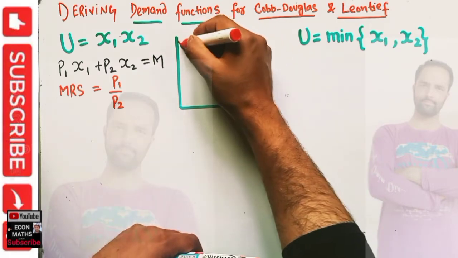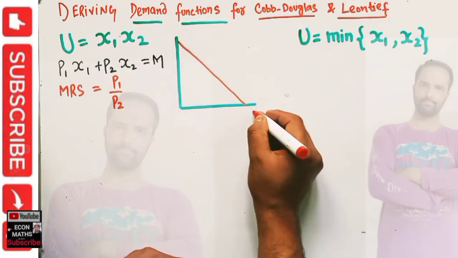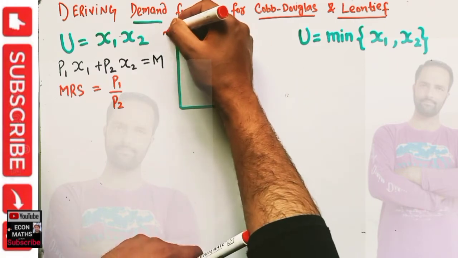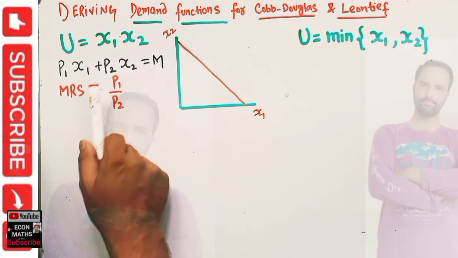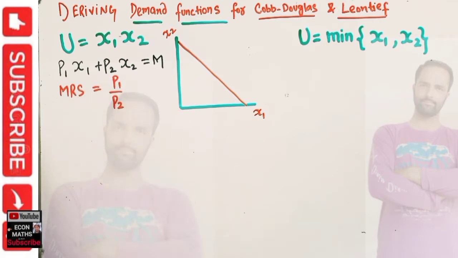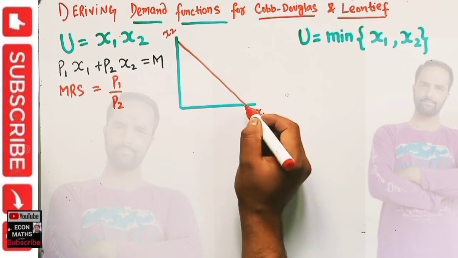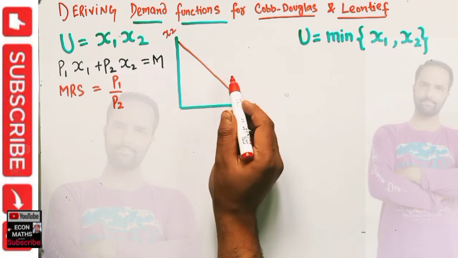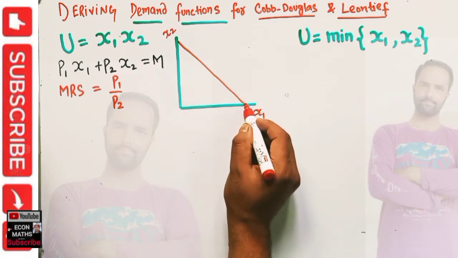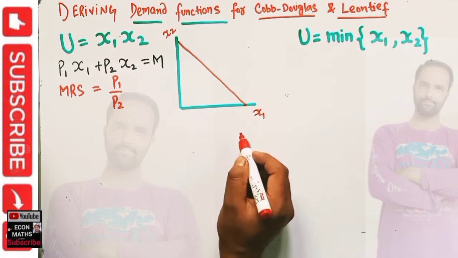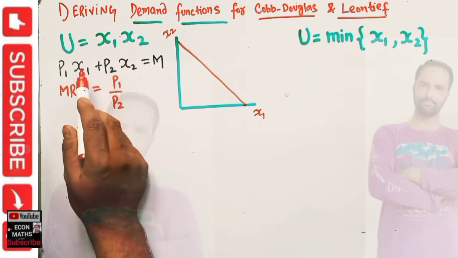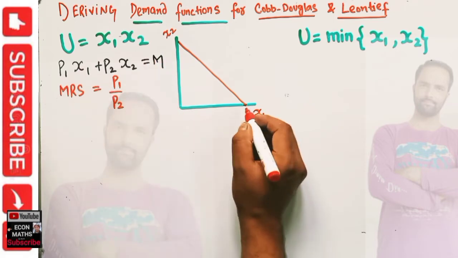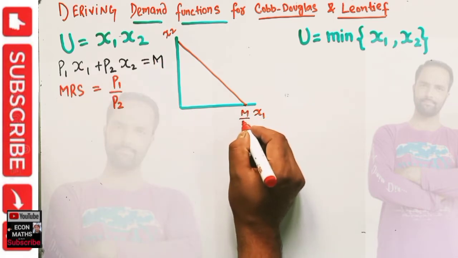So let us say this is our budget constraint. Good X1 is here, good X2 is on this axis. The marginal rate of substitution should be equal to the ratio of the prices. What is the coordinate of this point on the budget line? At this point, when we put x2 equal to 0, this whole term becomes 0. That means x1 is equal to m upon p1. So here we will have m upon p1.